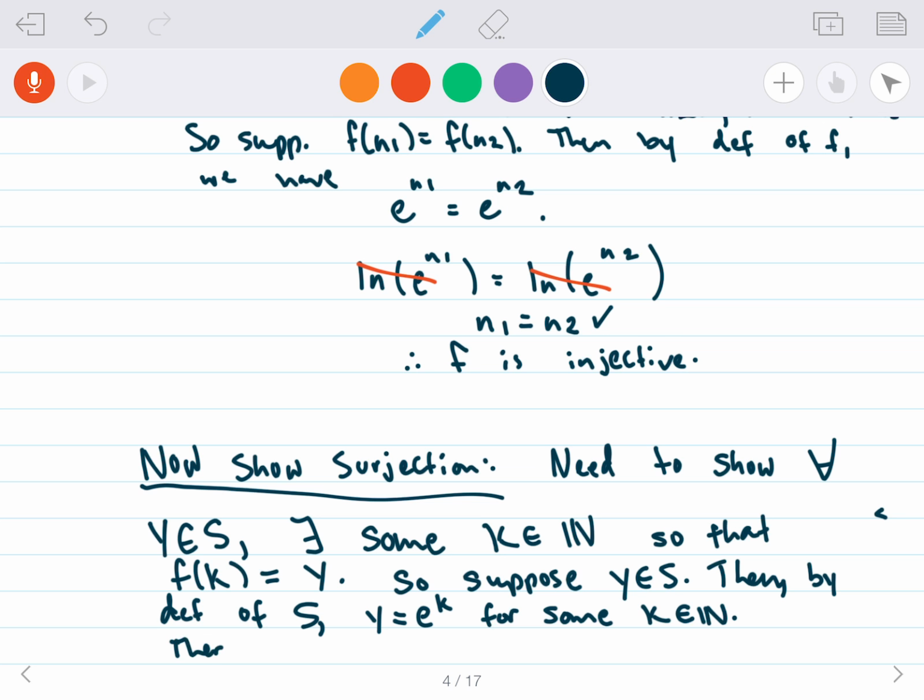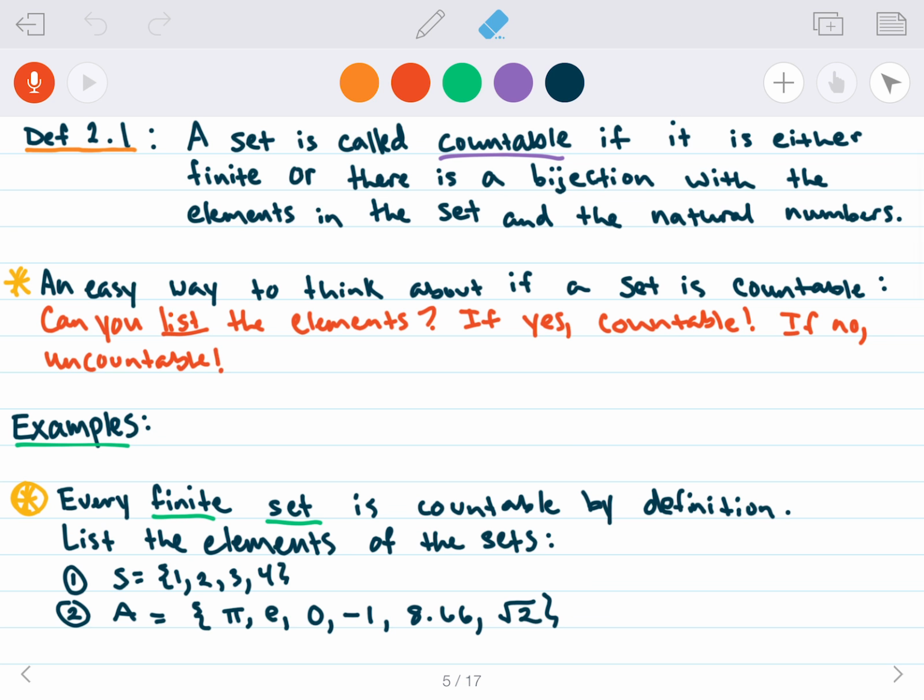Therefore, f of k is equal to e to the k, and so we're done. Okay, so we have found a k in N so that f of k is equal to y. Okay, so that's what surjective means. Okay, so now let's talk about countable.